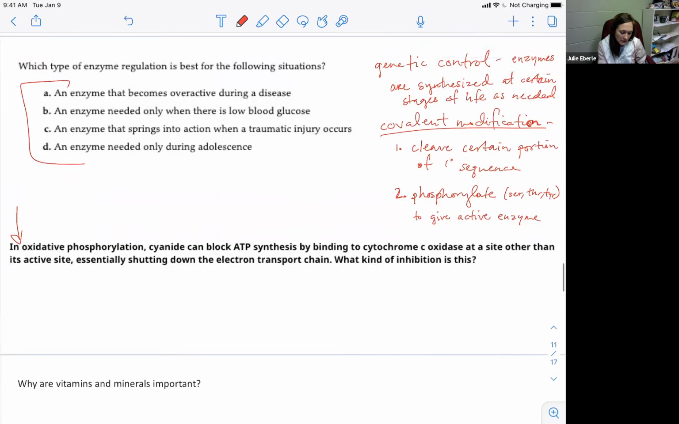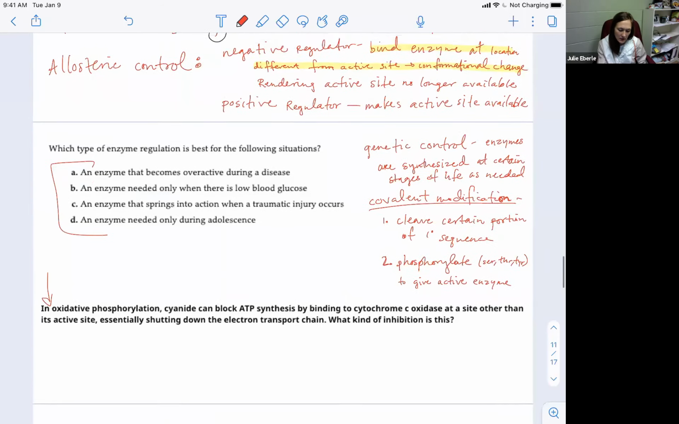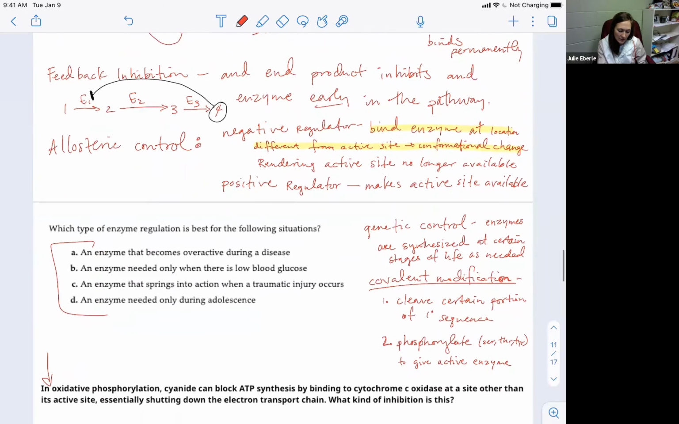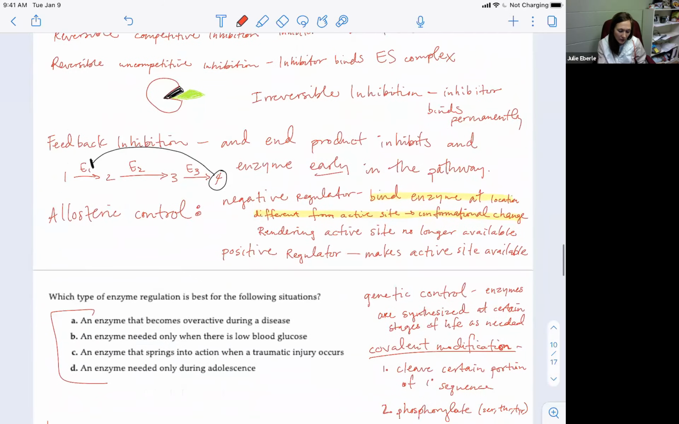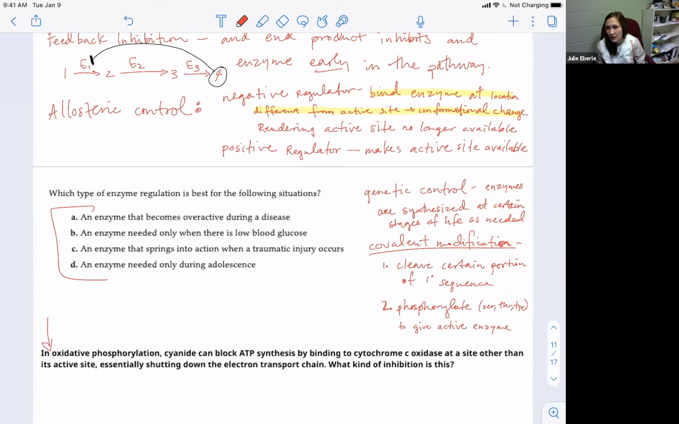So what kinds could we, this does not sound like covalent modification or genetic control. It says nothing about the fact that the enzyme is asleep and then it's cleaved or it's phosphorylated. Nothing about the enzyme is synthesized at certain stages of life. We always need to be making ATP. So whatever enzyme is involved here, or cytochrome C oxidase is the enzyme, we always have it. So it's not genetic control or covalent modification. So could it be allosteric control, feedback inhibition? Well, to be feedback inhibition, cyanide would have to be a product of the pathway. Our bodies don't make cyanide. So it's not feedback inhibition.